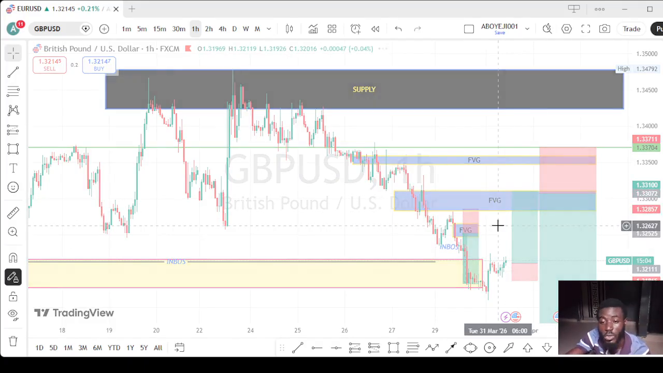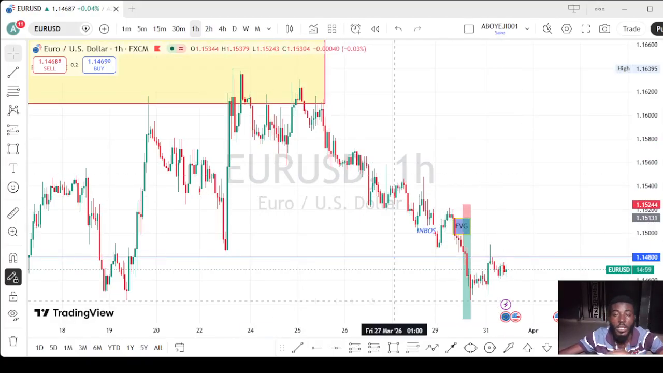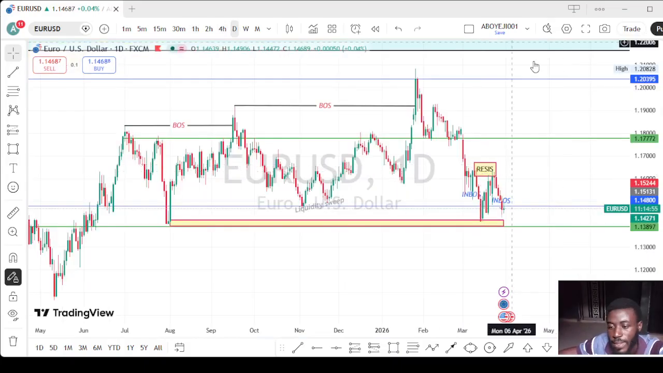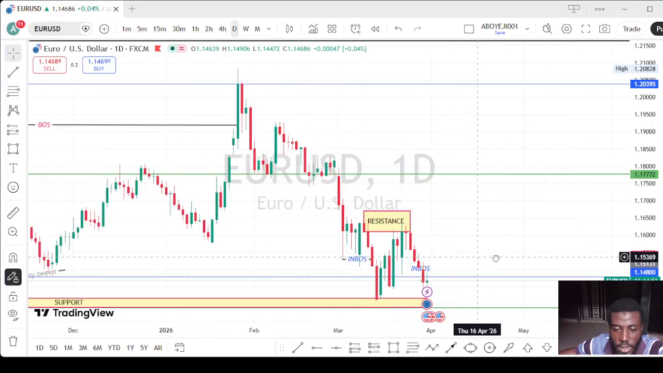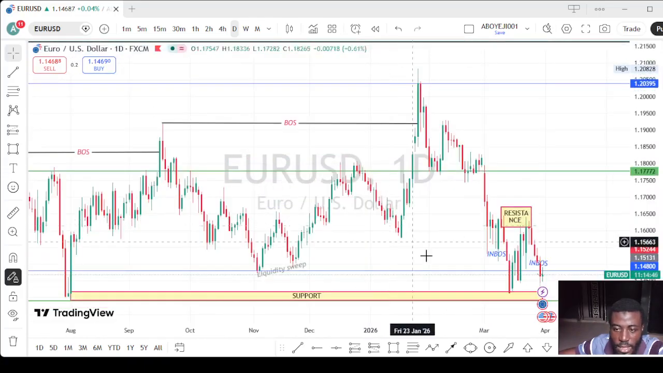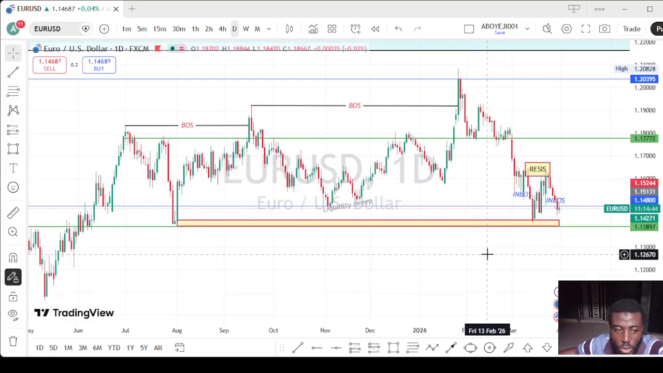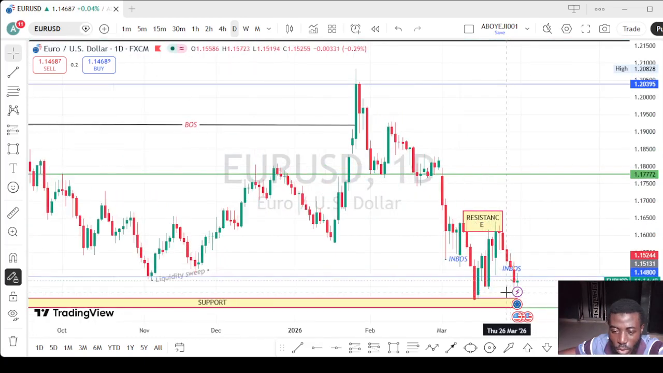So let's move to euro. Let's see what is happening on euro. On euro, let's start on the higher time frame. This is what the time frame is giving us. You can see after the market mitigated this demand, it has turned to support. So the market has still given us what we wanted.